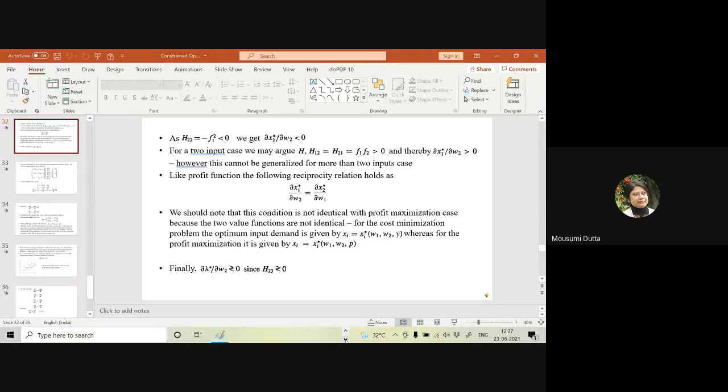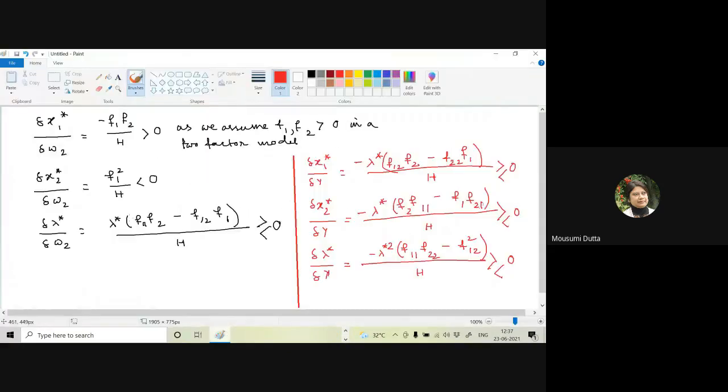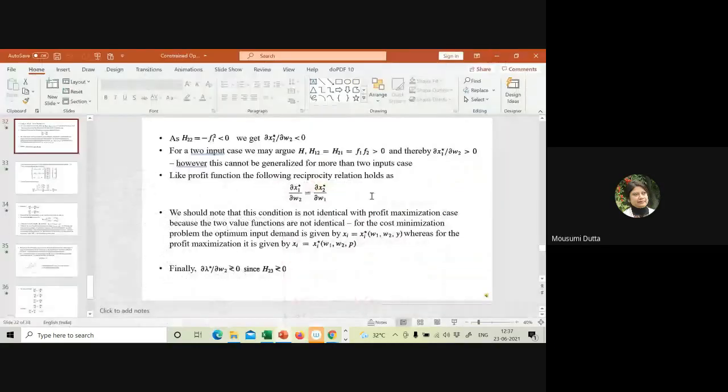Del x1 star by del w2, that is still with me, minus F1 F2 by H. Would you please check once again what is del x2 star by del w1? Are you getting the same one? Yes, ma'am. Okay, so a similar kind of reciprocity relation which we discussed in the context of profit maximization holds here. However, the conditions are not identical with the profit maximization case.